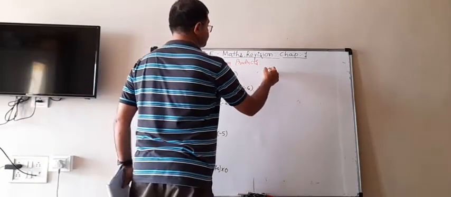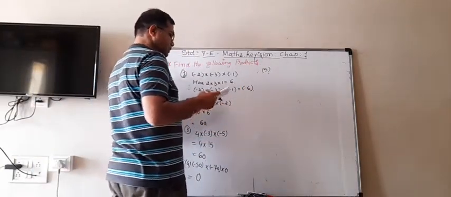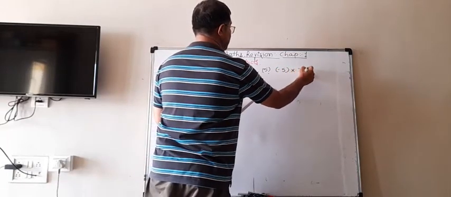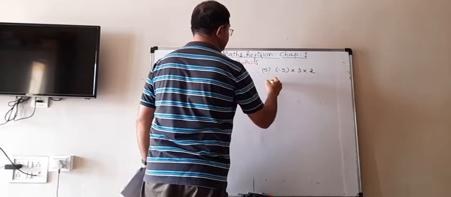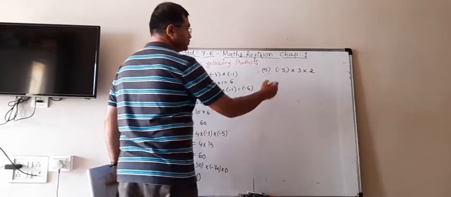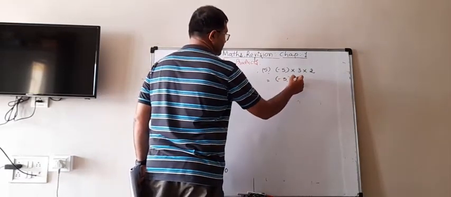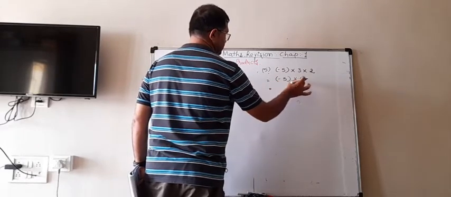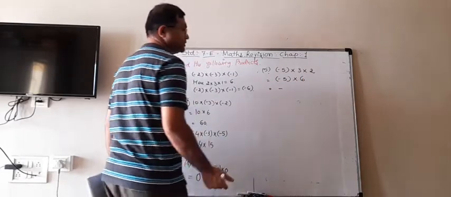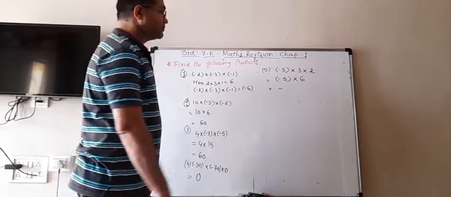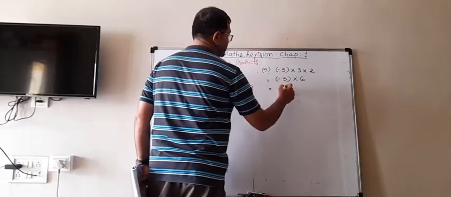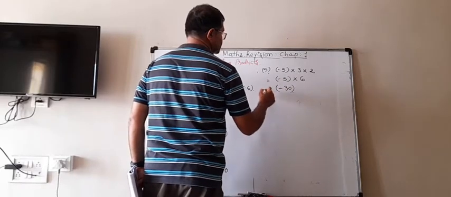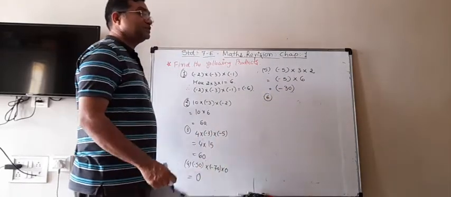Number 5. Minus 5 multiplied by 3 multiplied by 2. So here you can do it like that: minus 5 multiplied by 3 twos are 6. Now one is negative, one is positive, so the answer is obviously negative. So minus 5 sixes are 30. So your answer is minus 30.